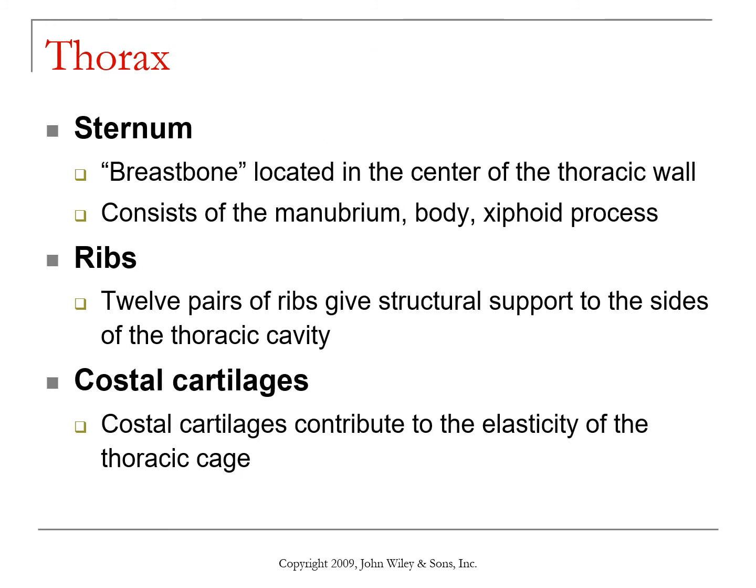The sternum is the medially located breastbone located in the center of the thoracic wall. It consists of three regions. Superiorly, we have the manubrium, which looks like the knot of a tie, and it articulates with the clavicle bones as well as the first pair of ribs. Most of the sternum is the body, which articulates with rib pairs 2 through 7 through costal cartilages. And the distal tip or the inferior tip of the sternum is called the xiphoid process.